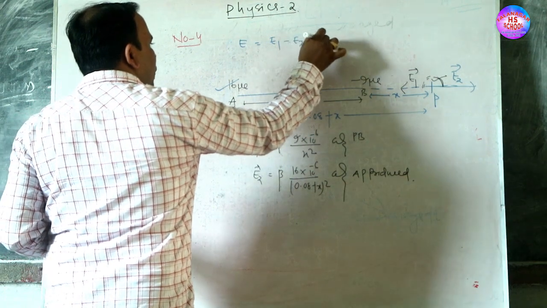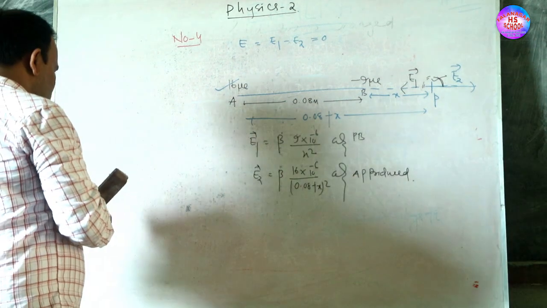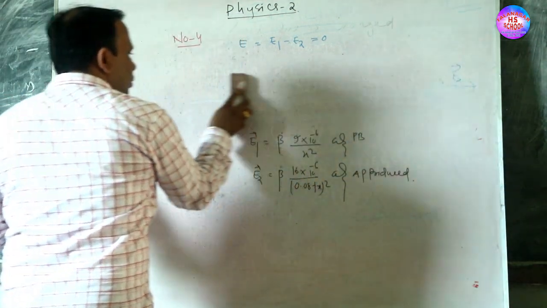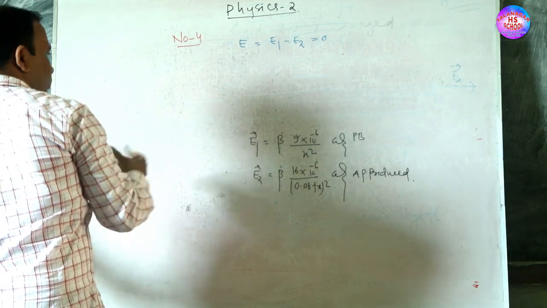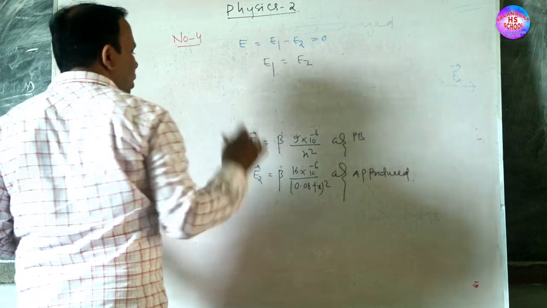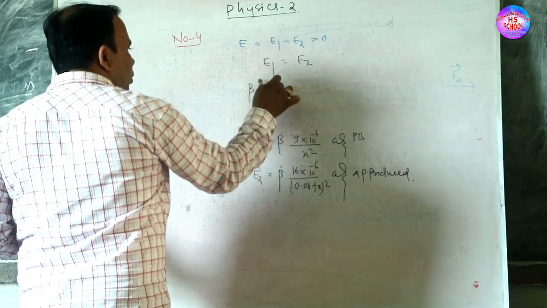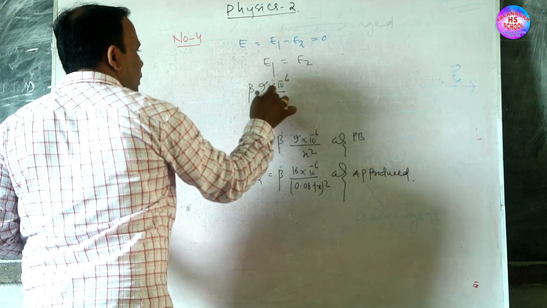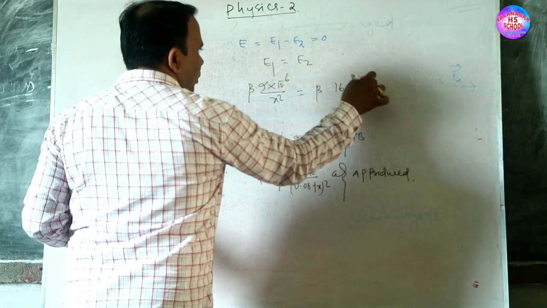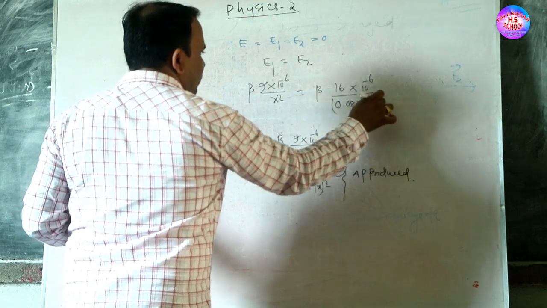According to the question, that is equal to 0. Net intensity equal to 0. So E1 is equal to E2. E1 we have the value 9 into 10 to the power minus 6 by x square equal to k into 16 into 10 to the power minus 6 by (0.08 plus x) square.